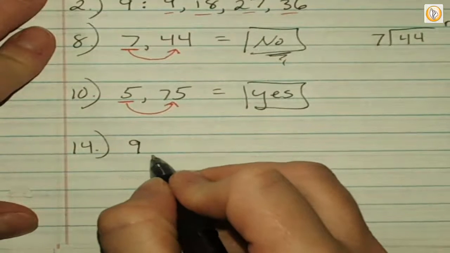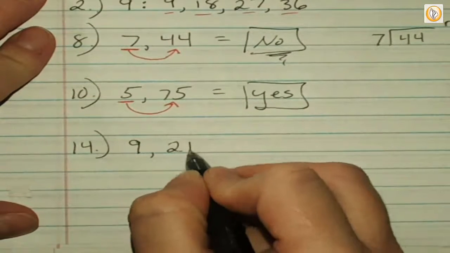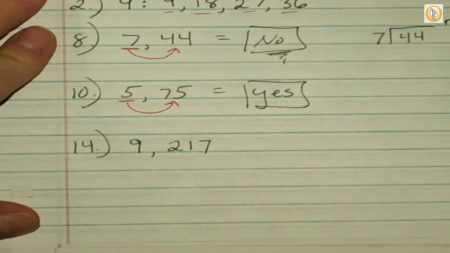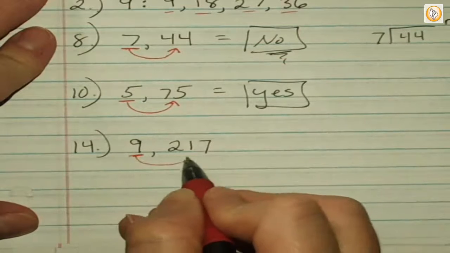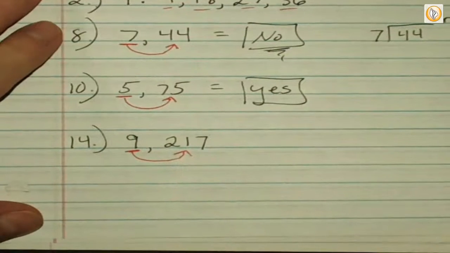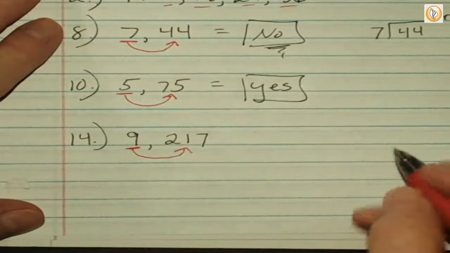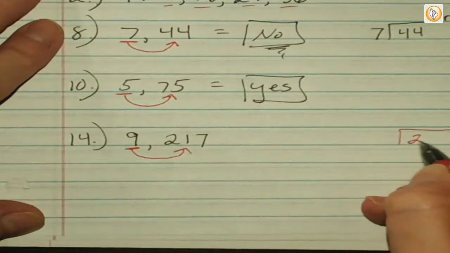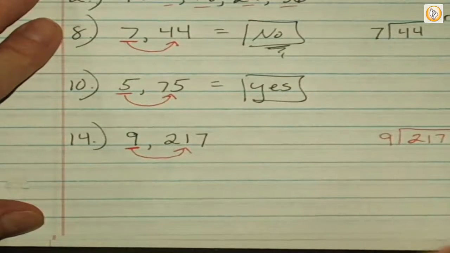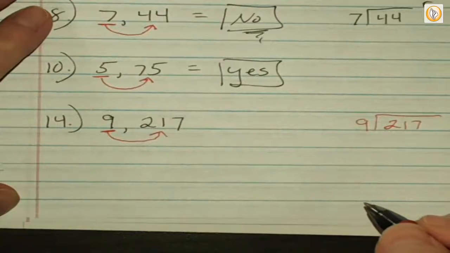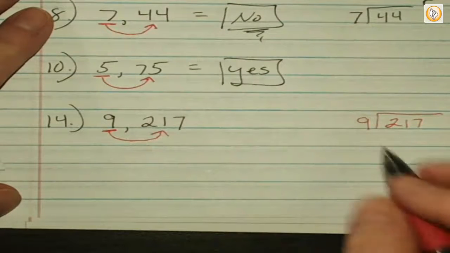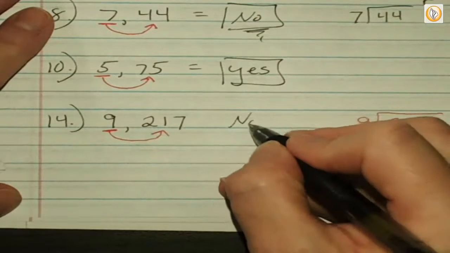Is 9 a factor of 217? We could do division. Okay, Talia wants to try. You can do division over here, right? 217 divided by 9. It's not because you have a remainder of 1 if you do it. Okay, so it's a no.